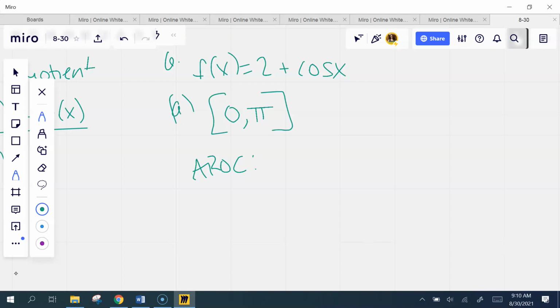This is the interval that I want to use. So to do an interval, that means I'm using f of 0 and f of pi. It is hot in here. What's the cosine of 0? What's the cosine of pi? What points am I using to find the average rate of change?